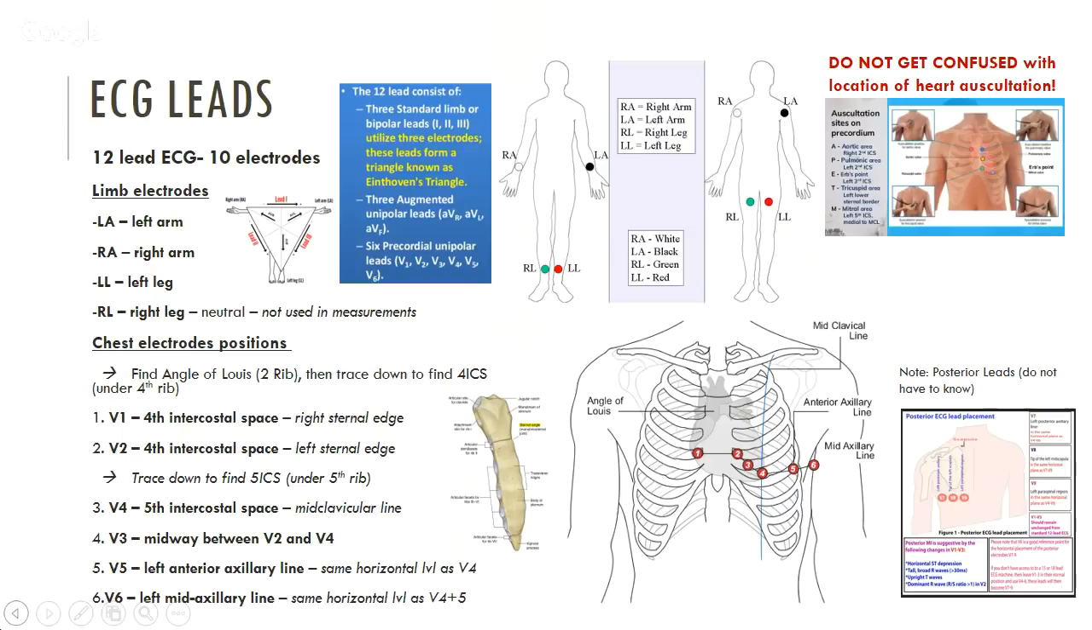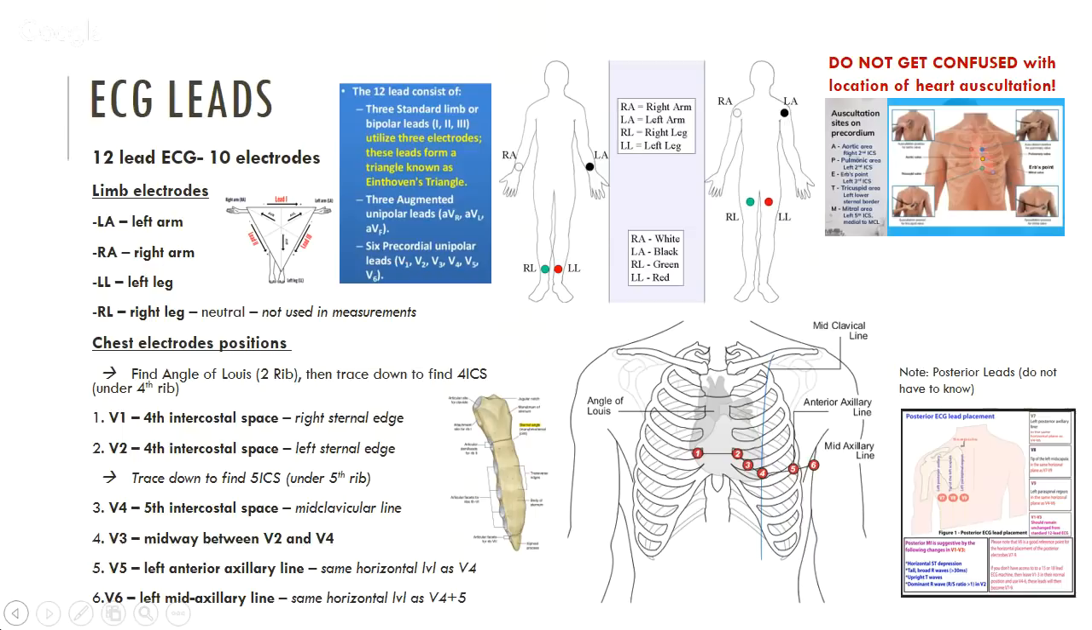But I think it would be a pretty fair game to have an OSCE on an ECG station, involving you maybe putting on the leads on a mannequin and then having a printout ECG and asking you to interpret it. So the limb electrodes, there's 4: left arm, left leg, right leg, and then the chest electrode position. One of the things I used to always get confused about was heart auscultation and where to put the chest leads.